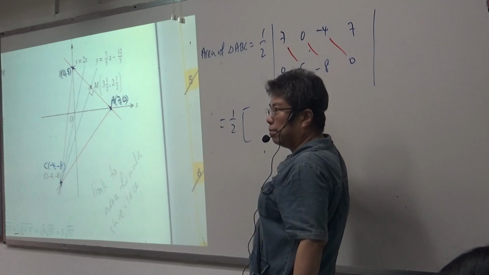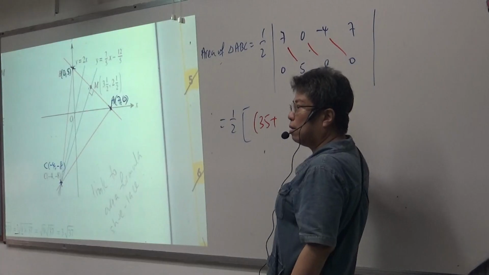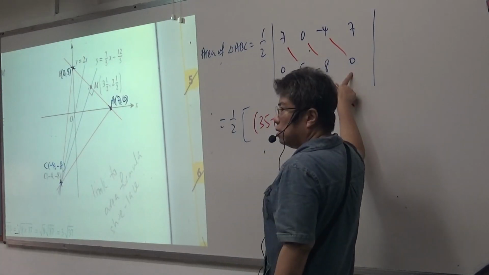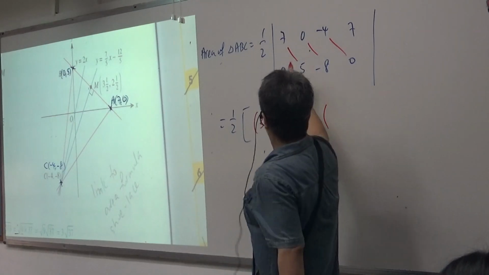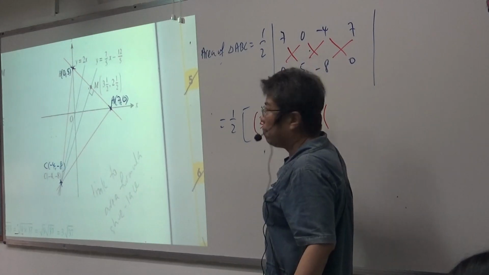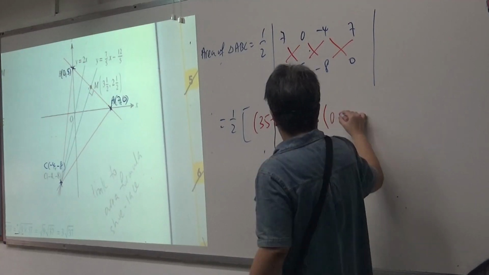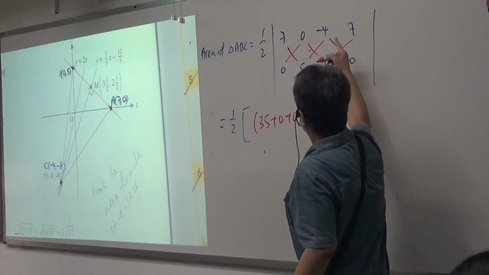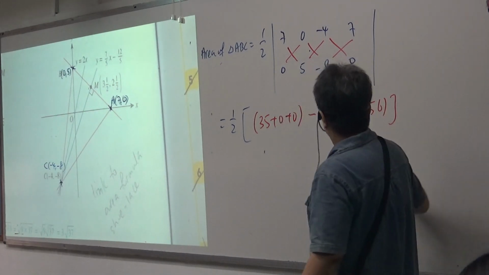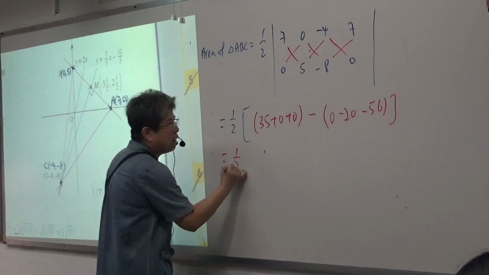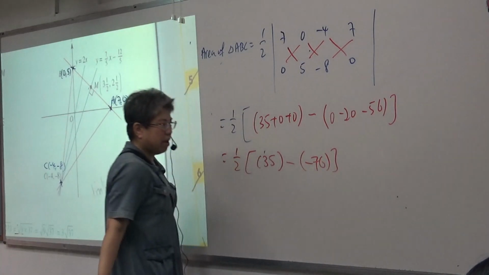What is 7 times 5? 35. Plus, what is 0 times negative 8? 0. What is negative 4 times 0? Still 0, right? Close. Then you minus. Now you go the other direction. What is 0 times 0? 0. Negative 4 times 5, negative 20. Negative 8 times 7, negative 56, right? Correct. Now, what will this be? This is 35 minus negative 76, right?